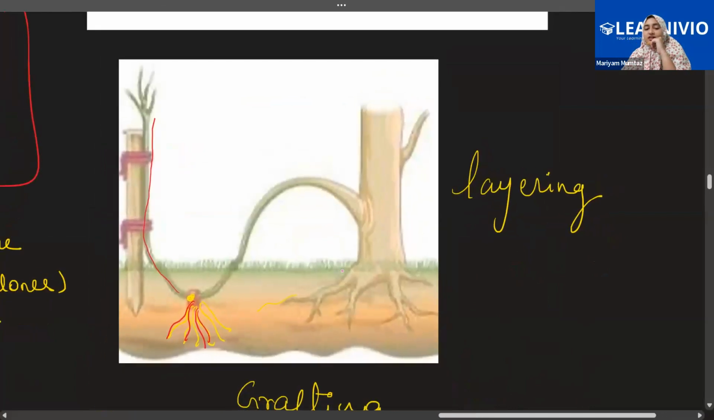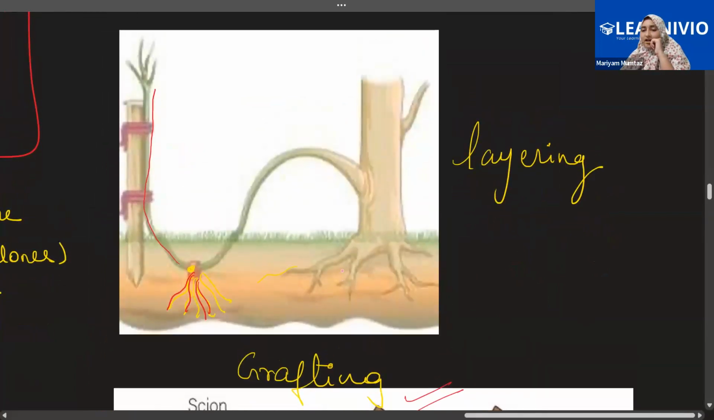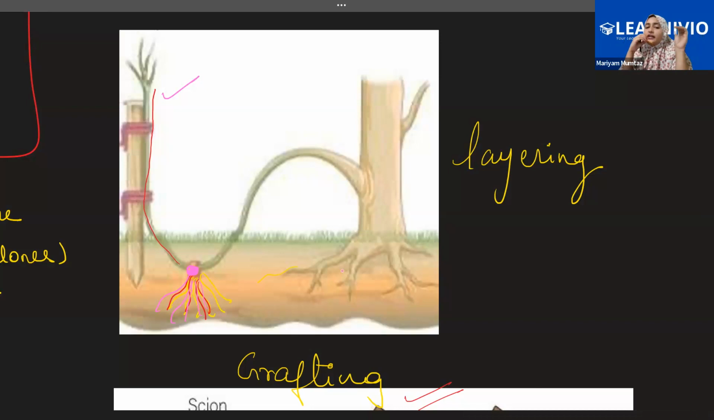Then comes layering. In this case, you take a branch of the plant or a tree and bend it in such a way that one part of it touches the ground, or goes inside the soil. Inside the soil, because of the nutrients and the hormones, root development will take place. Then that will develop above the ground and become a whole new plant in itself. It will not be different in terms of genetics, but it will be a separate plant. Getting my point?